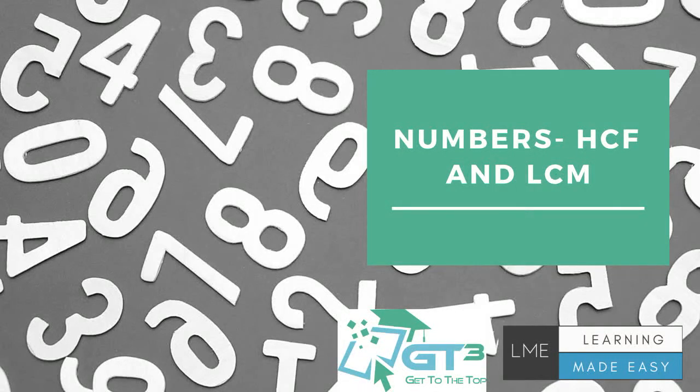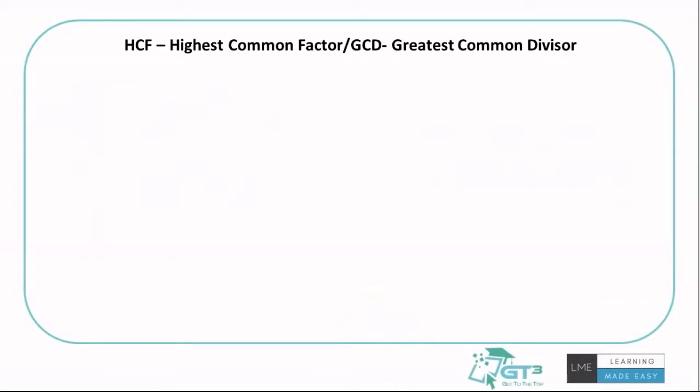Hello students, today this video will talk about the basics of LCM and HCF in number systems, right? So first let's talk about what we mean by HCF, also known as GCD. HCF is the highest common factor. GCD is called greatest common divisor. It's basically talking about the same thing.